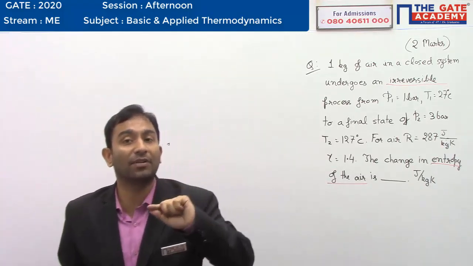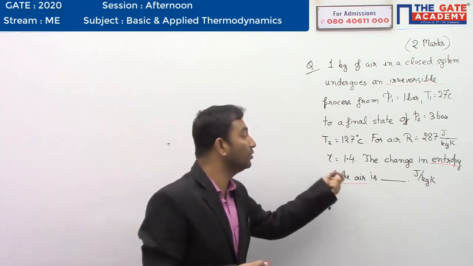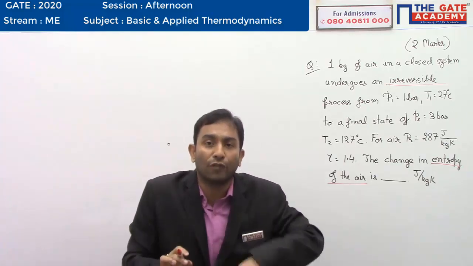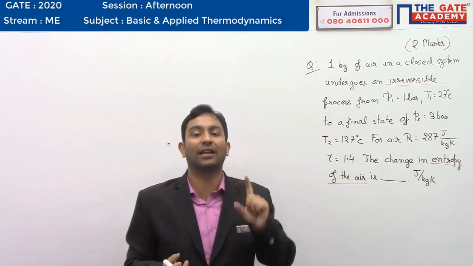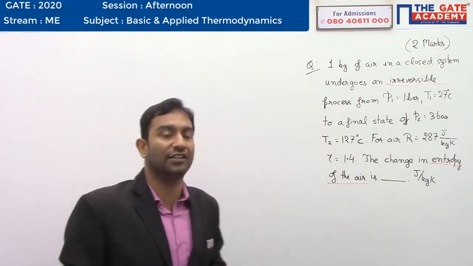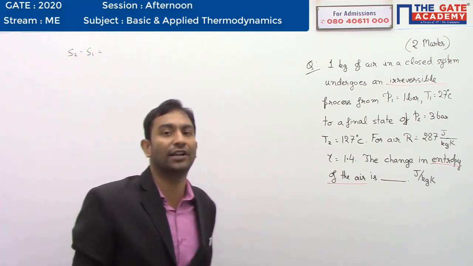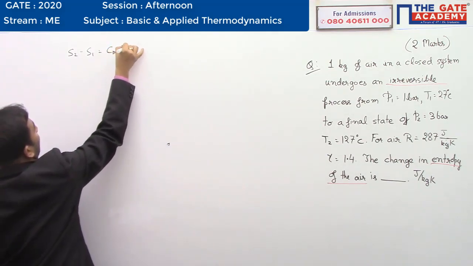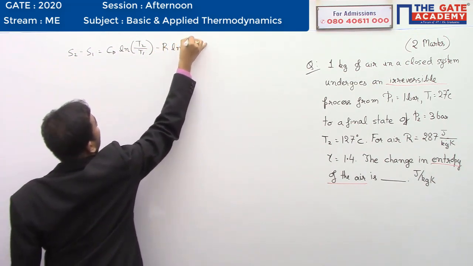So the entropy change will remain constant. Remember students, your entropy is a property, but entropy generation is not a property. They are not asking you the entropy generation. They are simply asking you the change in entropy of air. Very good. If I want to find out the change in entropy of air, I'll simply replace my irreversible process with a reversible process, and I'll get the entropy change of your air. For any ideal gas, the change in entropy is given by S2 minus S1 equal to Cp ln T2 by T1 minus R ln P2 by P1.